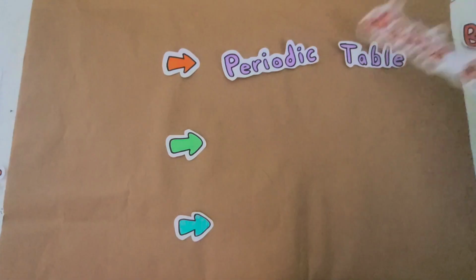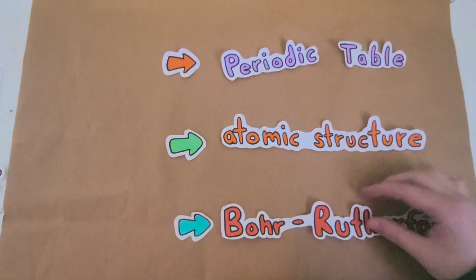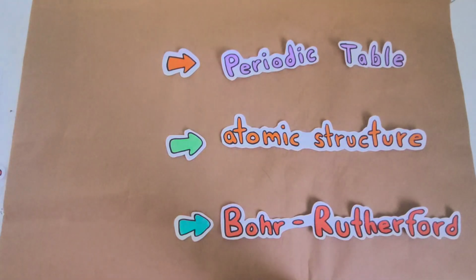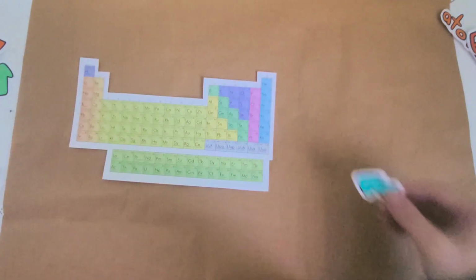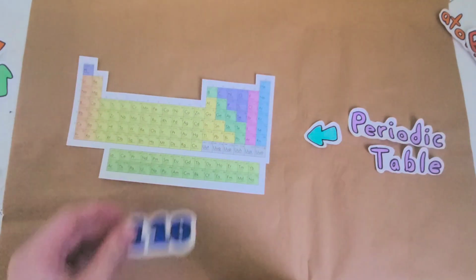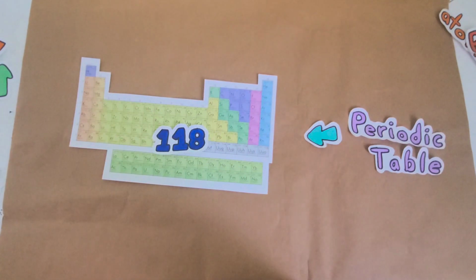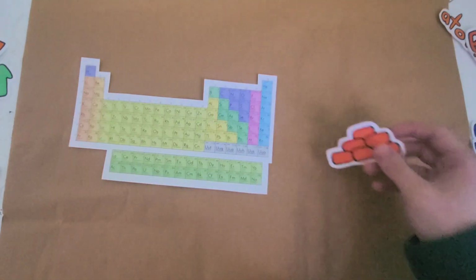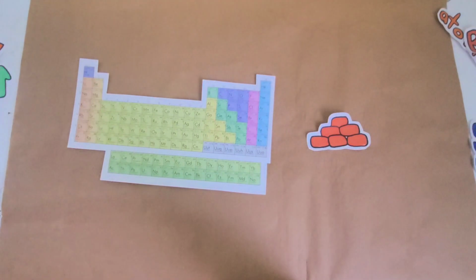Hello! Today we're going to be learning about the periodic table, atomic structure, and how to draw a Bohr-Rutherford diagram. So let's begin at the start. This is a periodic table. It has 118 elements on it, every element that we've ever discovered or made. Elements are the building blocks of the universe. They make everything around us.